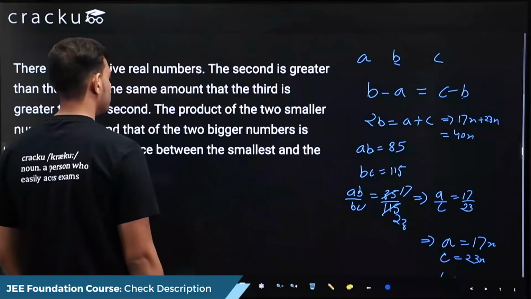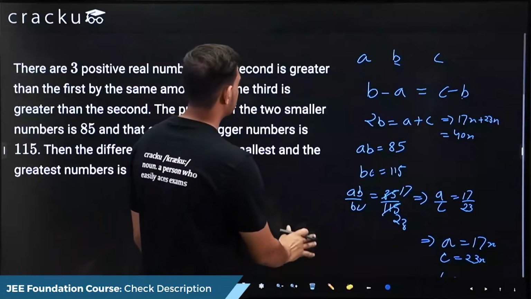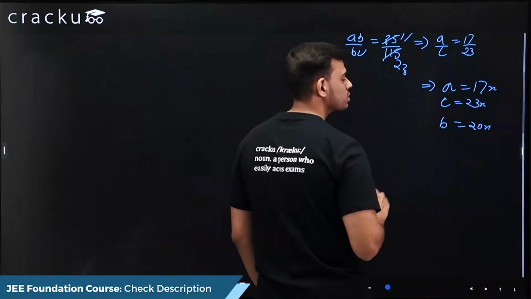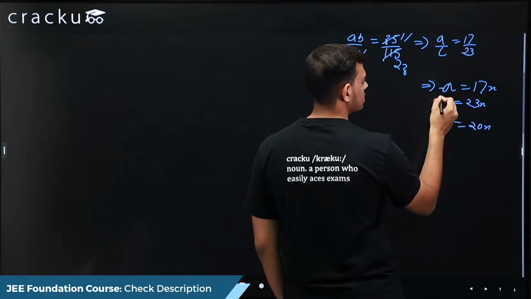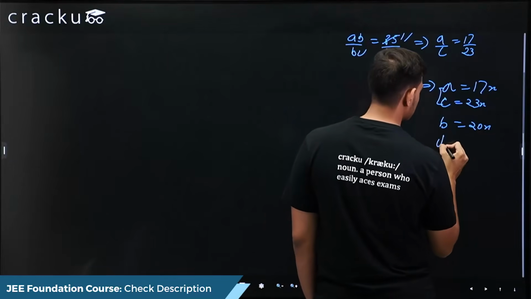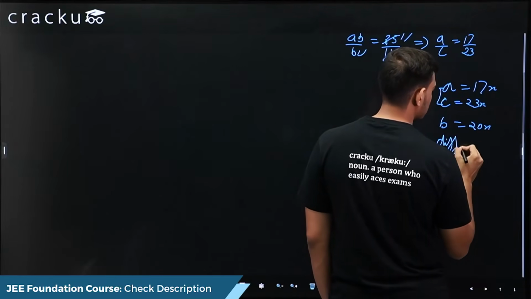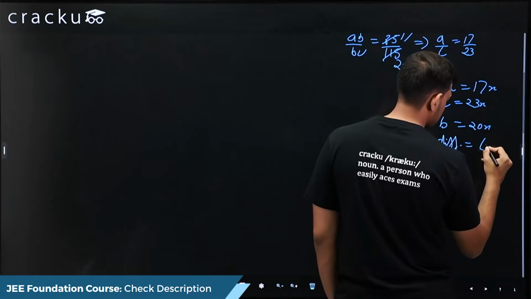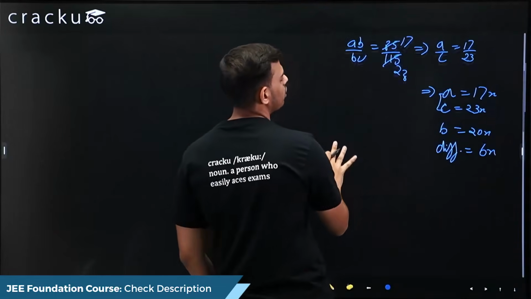Then the difference between the smallest and the greatest numbers, A and C, is 6x. The required difference is 23 minus 17, which is 6x. But can we calculate the value of x?